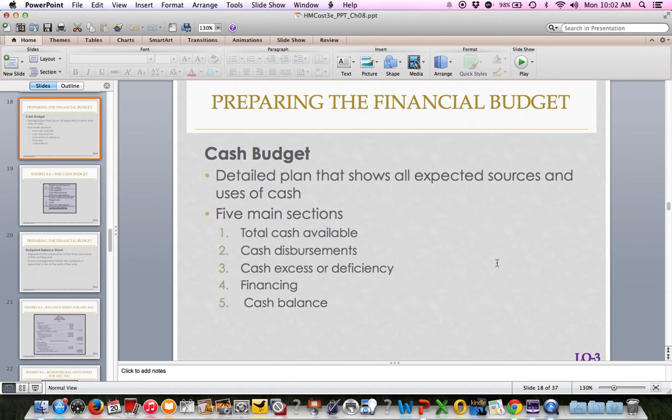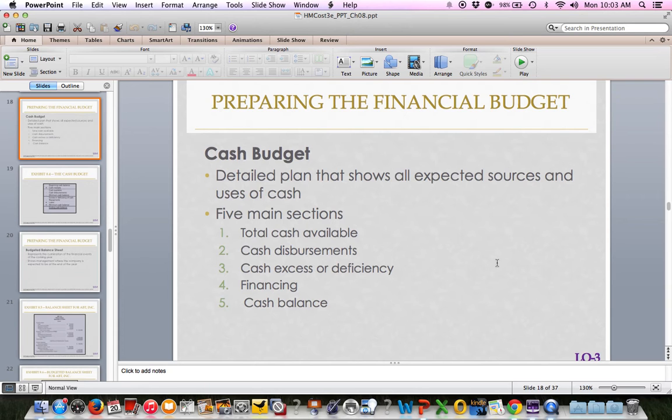There's several. There's ones I've been talking about. It was basically about a page per budget, roughly. But I do want to make sure I point out the cash budget, and that kind of falls under the financial budget. The cash budget they begin to talk about on 396, okay, a detailed plan that shows expected sources and uses of cash. Right, where does my cash come from? Where does it go? We've got 5 categories, basically: total cash available, what are my cash disbursements, do I have a cash excess or deficiency? If I have a deficiency, then I better have some financing, and then what's my cash balance?